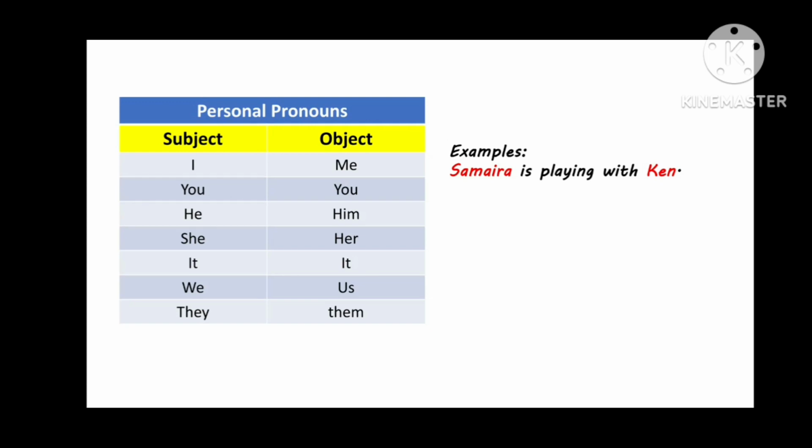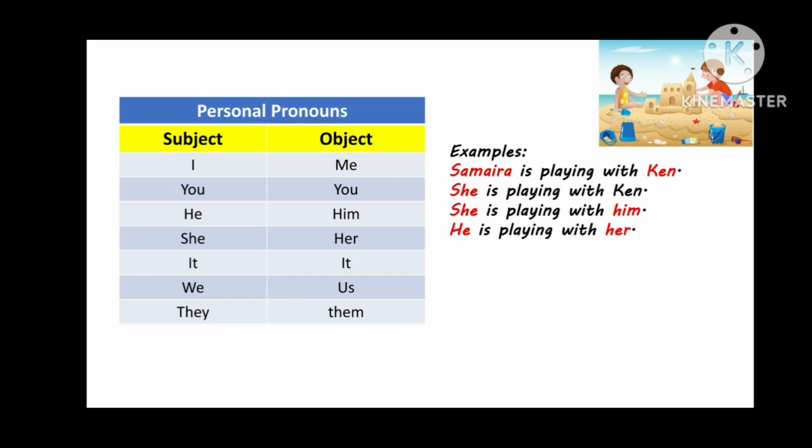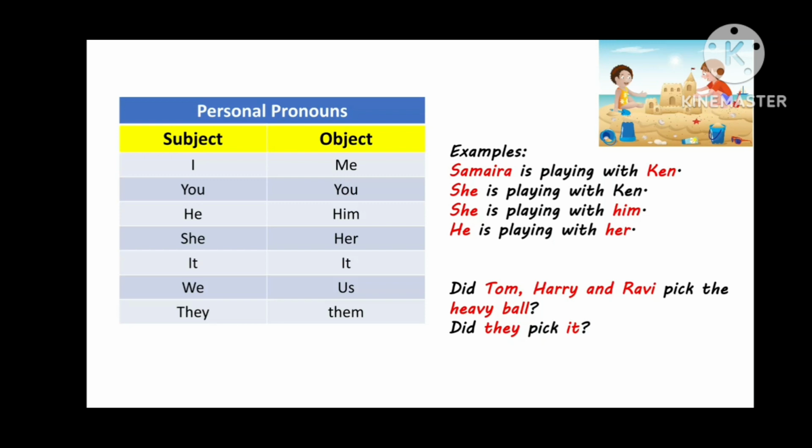Let's understand with an example. In this sentence, Samira is playing with Ken. Samira is subject and Ken is object. If we have to replace Samira by a subject pronoun, we will use she is playing with Ken. If we have to replace Ken with an object pronoun, we will use she is playing with him. If we want to reverse the subject and object, it will be he is playing with her. Another example, did Tom, Harry and Ravi pick the heavy ball? Since Tom, Harry and Ravi is plural, we will use a plural subject pronoun. Did they pick it? Since heavy ball or ball is an object, we will use it for the ball.